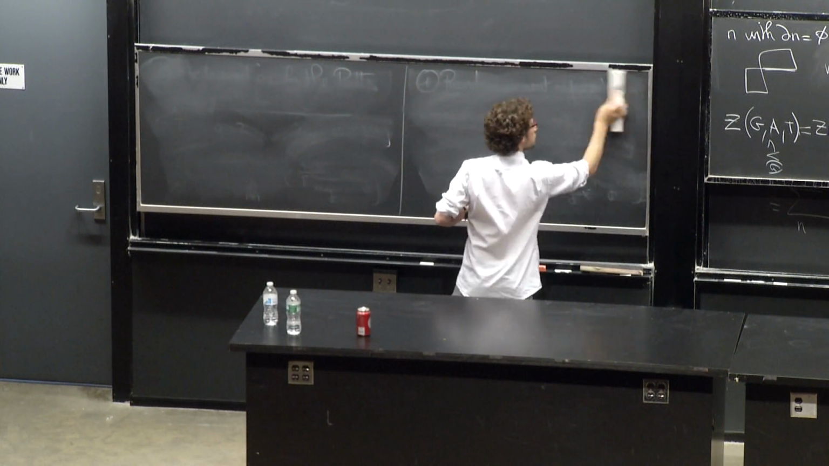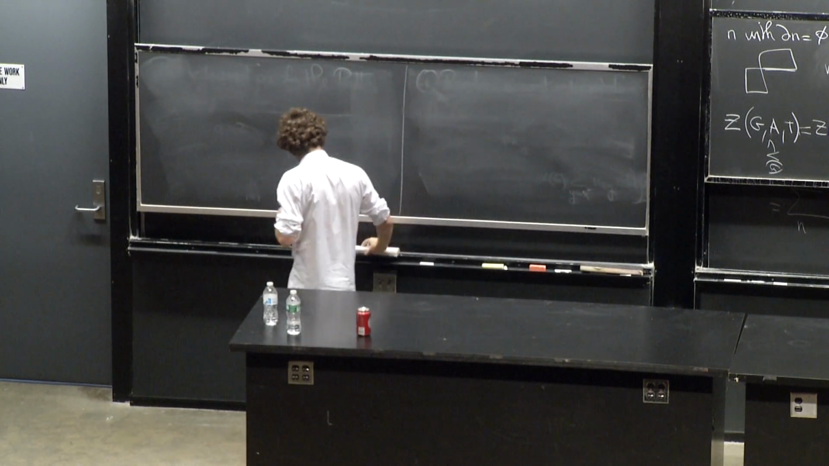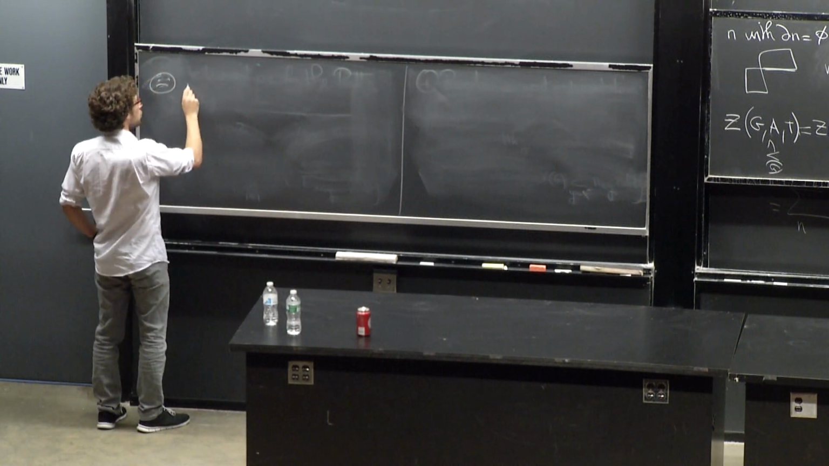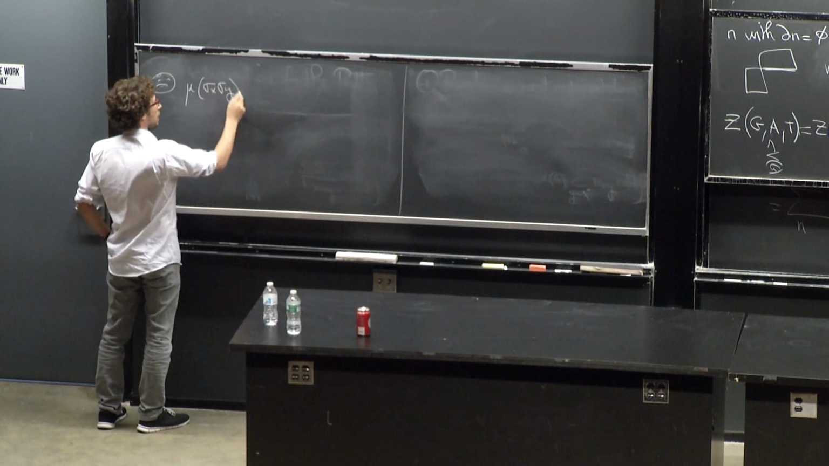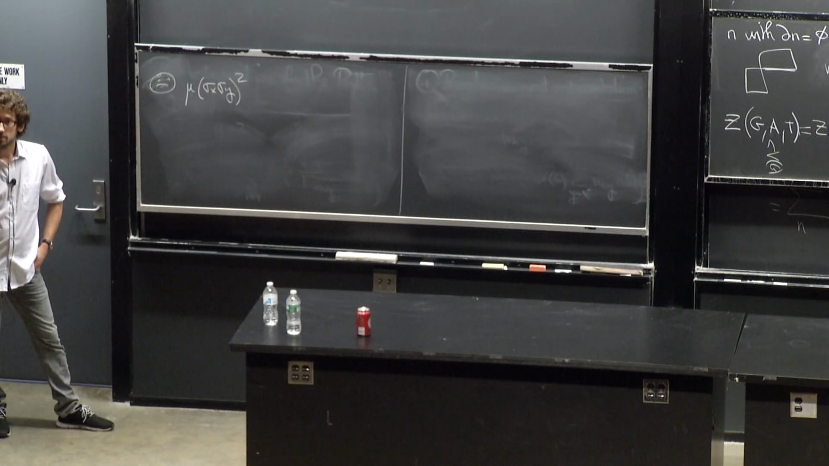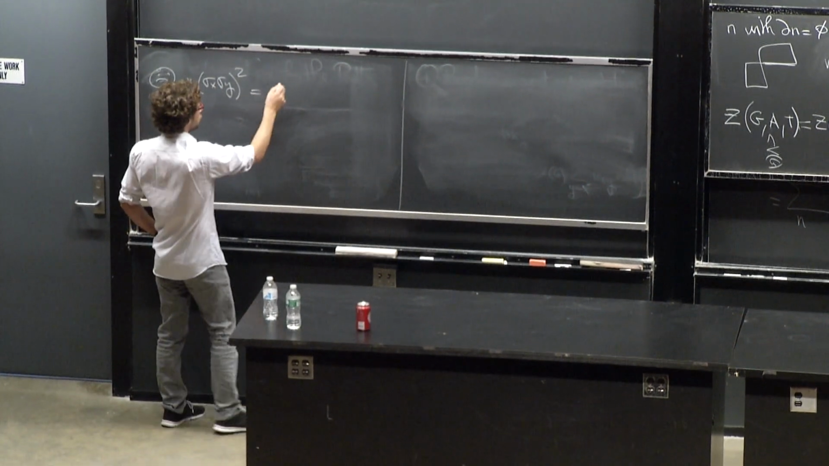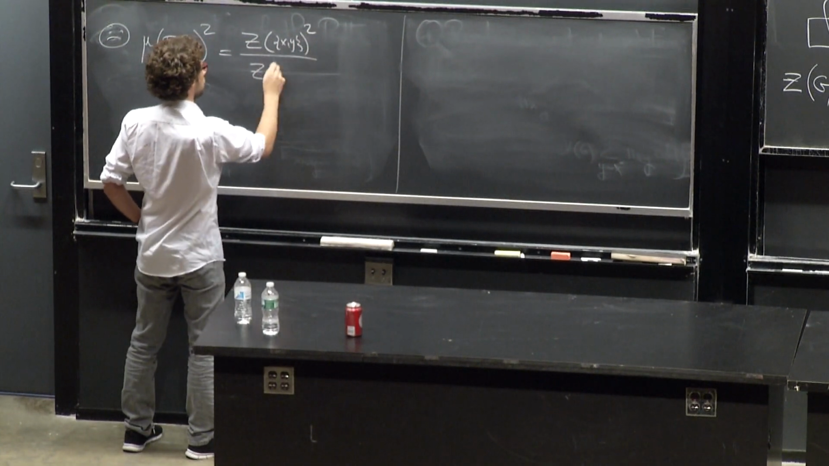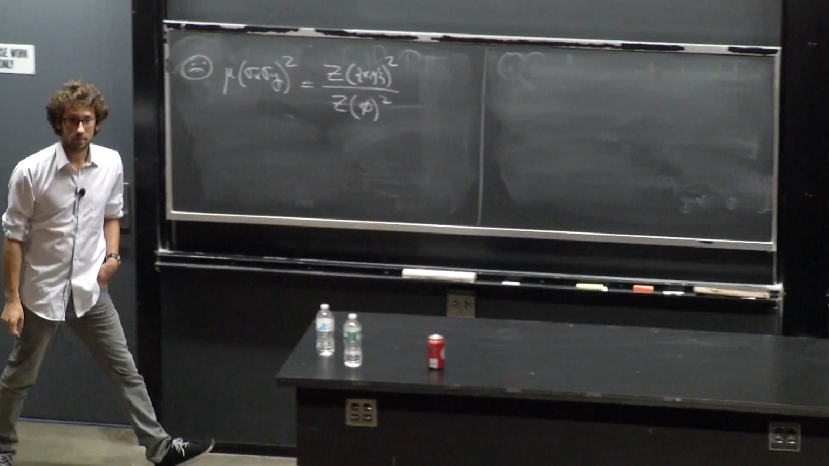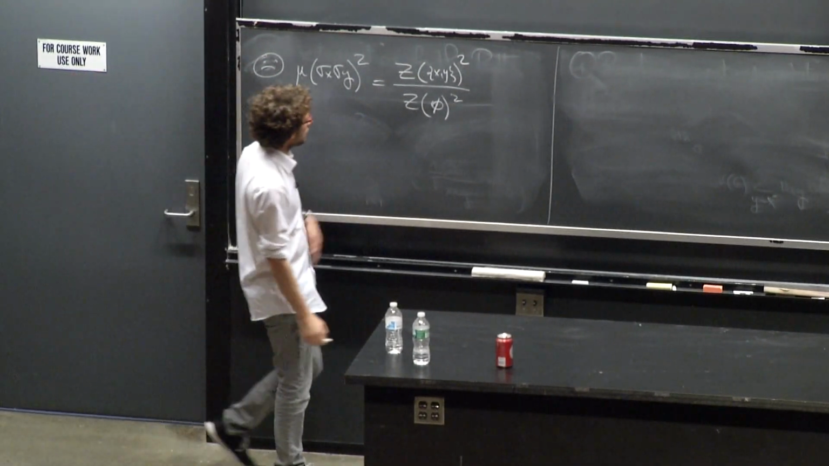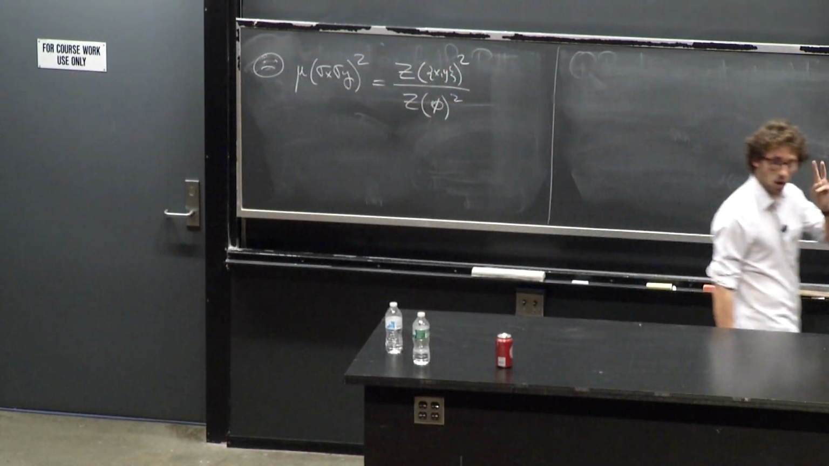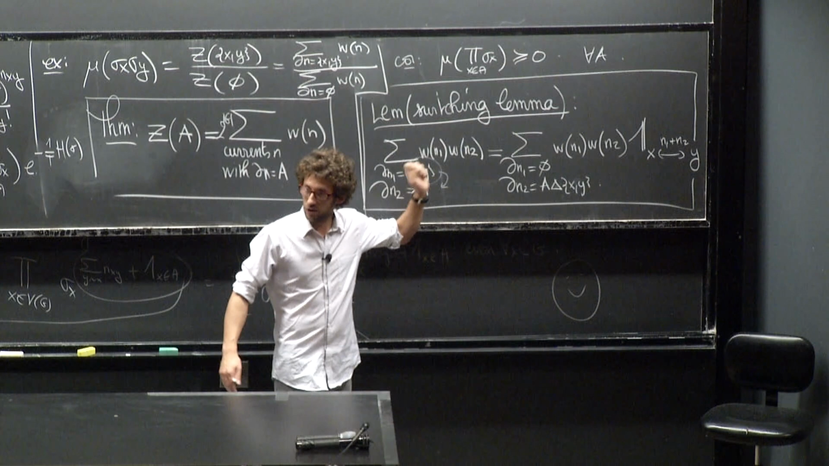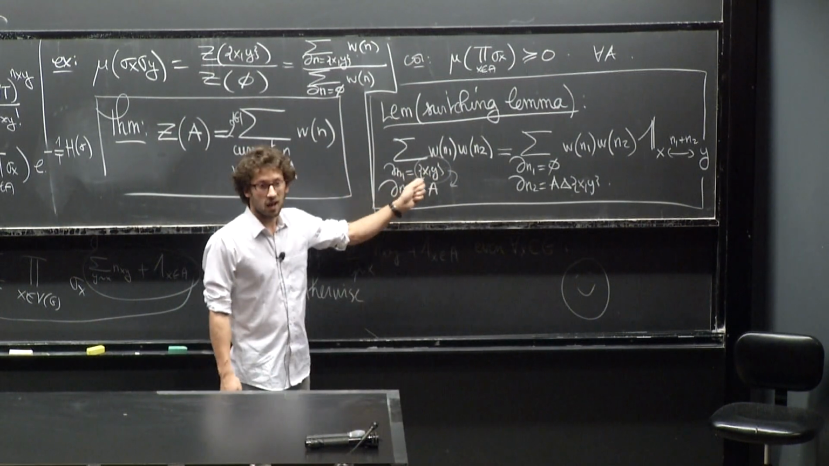Well, let's take mu of sigma x, sigma y, and let's square it. So this is just Z of xy squared divided by Z of the empty set squared. So you see, this is what? It's the sum of a pair of currents of W of N1, W of N2. N1 would correspond to the first sum, N2 to the second one. And the sources are exactly xy and xy.